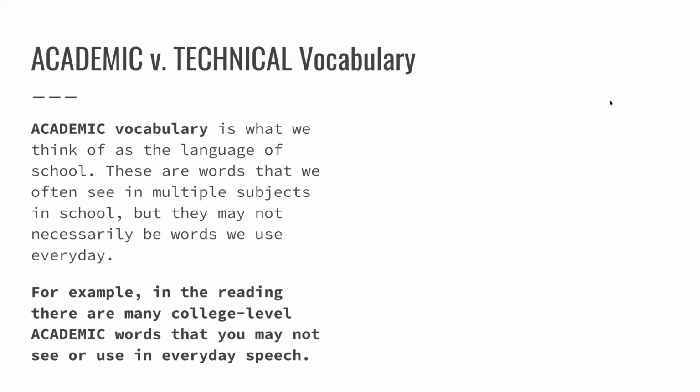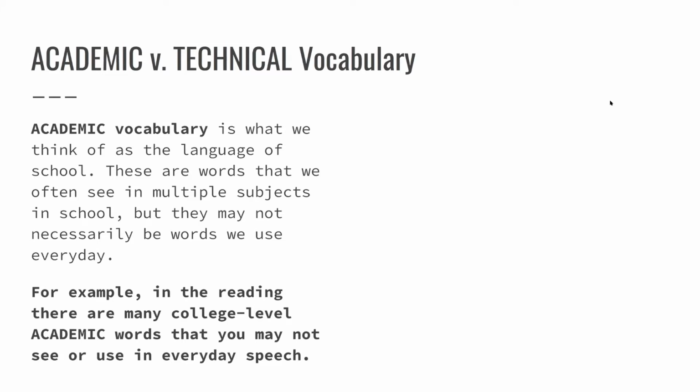Okay. Academic vocabulary is what we think of as the language of school. These are words that we often see in multiple subjects in school, but they may not necessarily be words we use every day. Okay, keep going. Okay, for example, in the reading, there are many college-level academic words that you may not see or use in everyday speech. Okay, now guys, I'm going to go ahead and just highlight a few here on the right side.